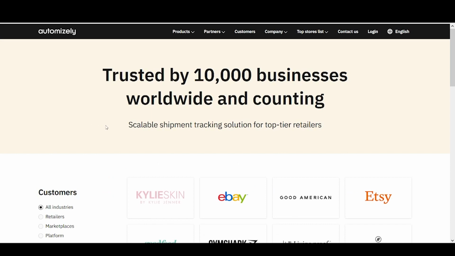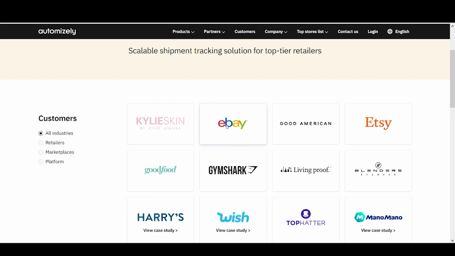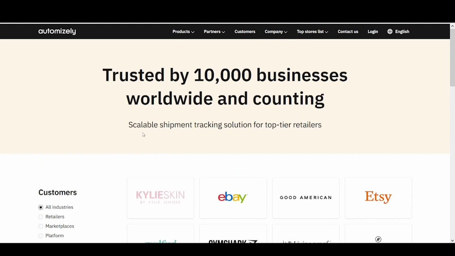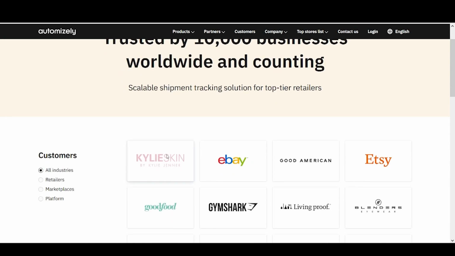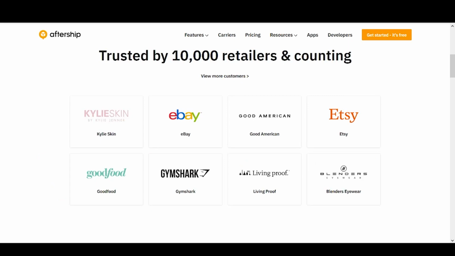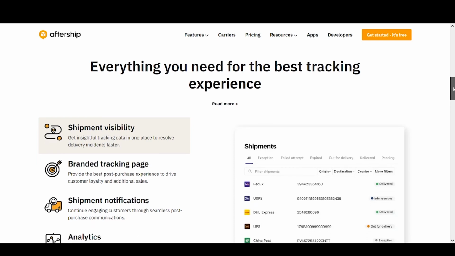Okay, so we're taken to another page about social proof, but I find it very unusual that two of those buttons I can click on, the rest I can't. I'm wondering if that's a programming error. But yeah, very unusual that I can click on two and not the others. Okay, moving on. Everything you need for the best tracking experience. Yeah, I don't really have any problem with this section.